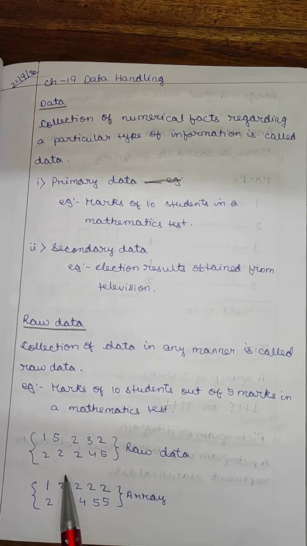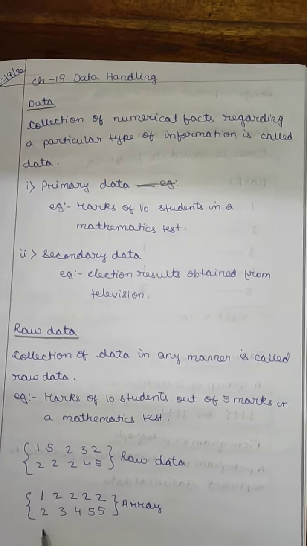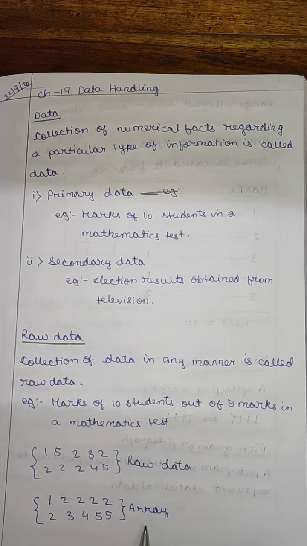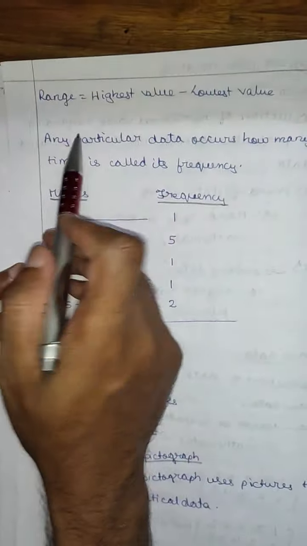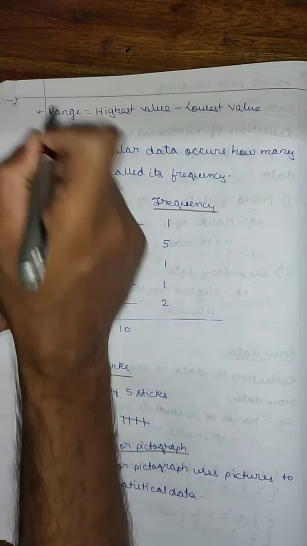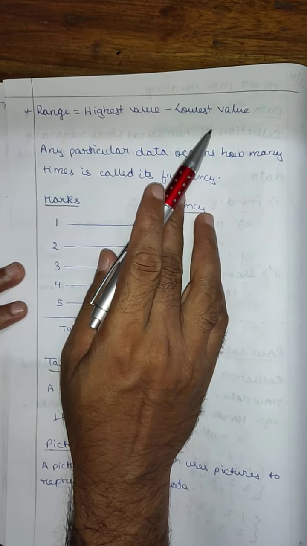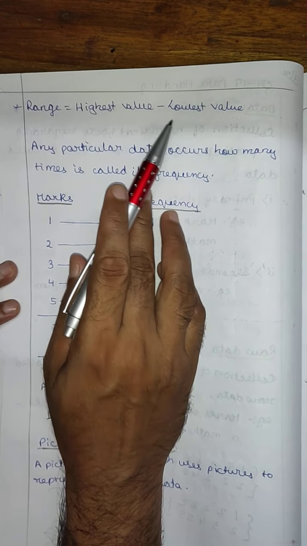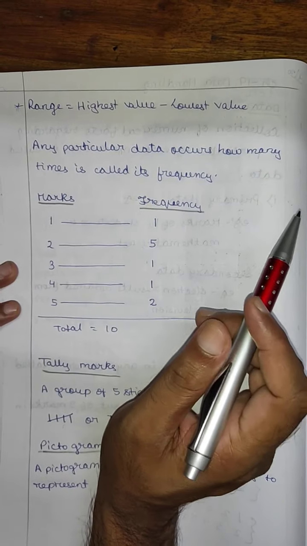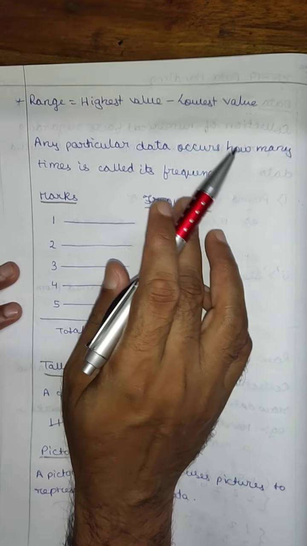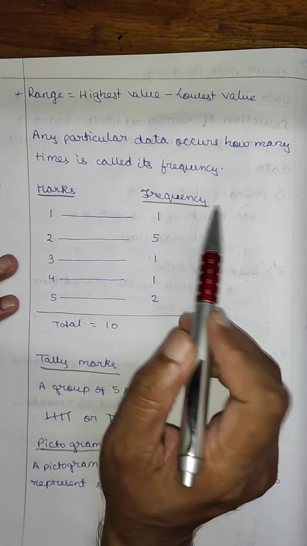When you arrange them from small to big, or big to small, like here I have arranged from small to big serially, this is known as an array. Here one formula you will get, range. Range is equal to highest value minus lowest value. In our collection, highest mark was 5, lowest 1. 5 minus 1 is 4. 4 is the range. So whenever you want to calculate range, take the highest value in your collection minus the lowest value.